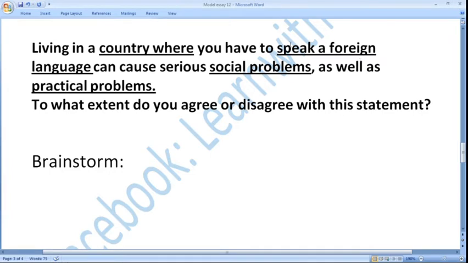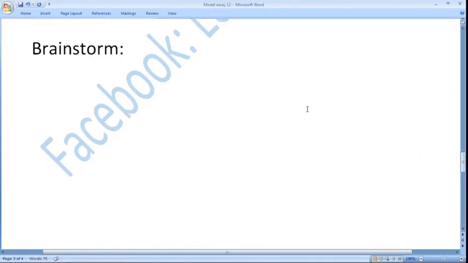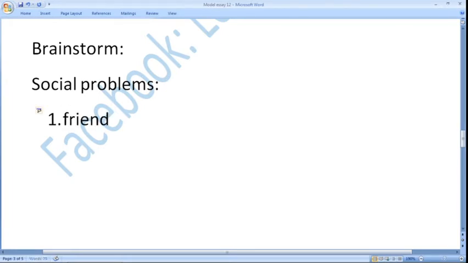Practical problems and social problems for living in a country where you have to speak a different language, not the same language as your own. So first of all, we will write social problems here. What social problems can we face when we are living in a country where we cannot speak our own language, where we have to speak their language, a foreign language? For example, a social problem with friendships, we cannot make good friendships there. Native people don't want to become friends with the foreigners, so they are reluctant. Natives are reluctant.